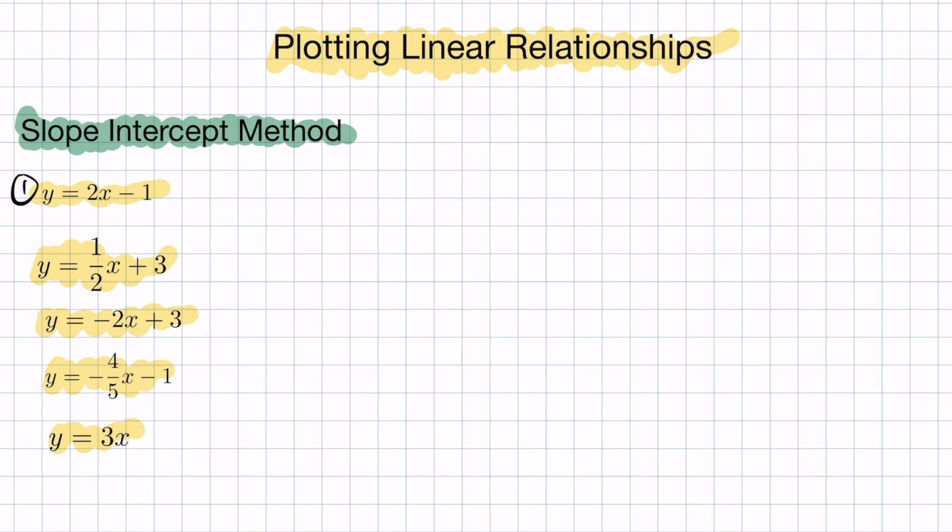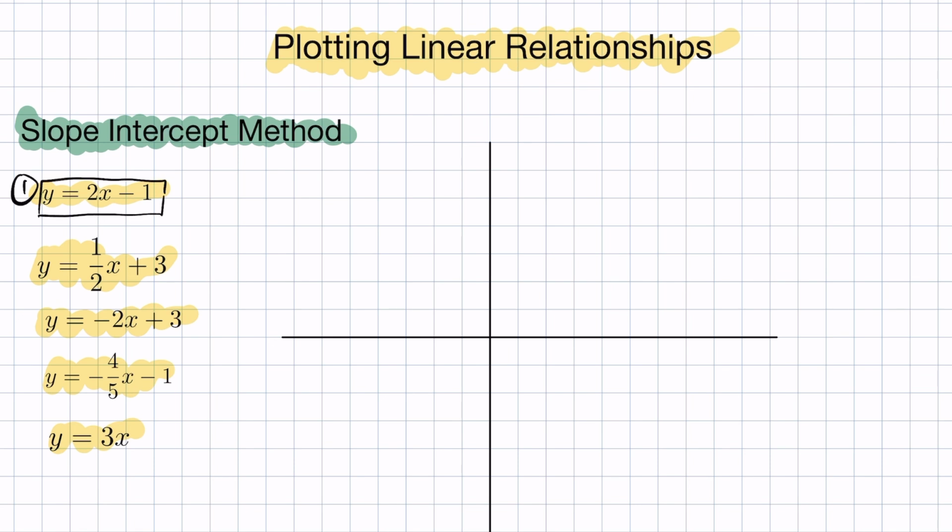Let's take a look at the first one here. So the first question, we'll draw our Cartesian plane here. And we want to graph y equals 2x minus 1. The first thing you do when you want to graph linear relation in slope-intercept form is to identify the y-intercept, to which we say the y-intercept here is minus 1. So I'm going to plot a point at the point 0, minus 1.